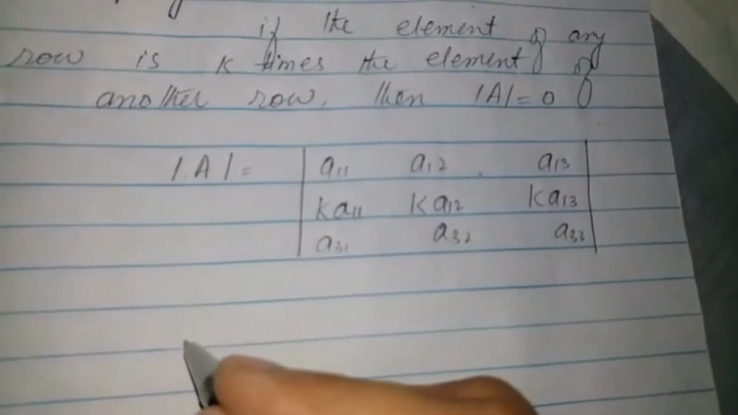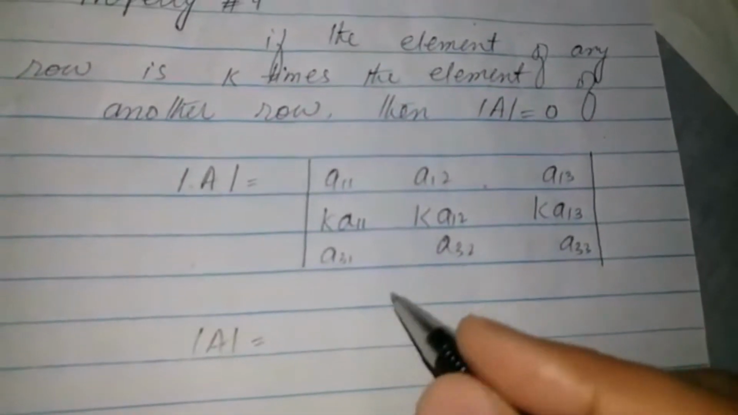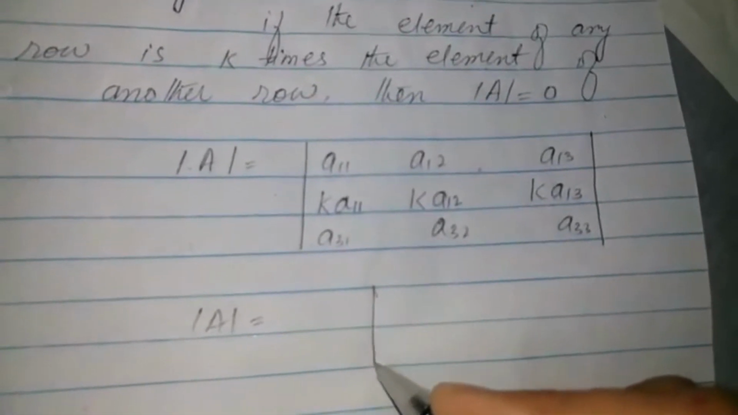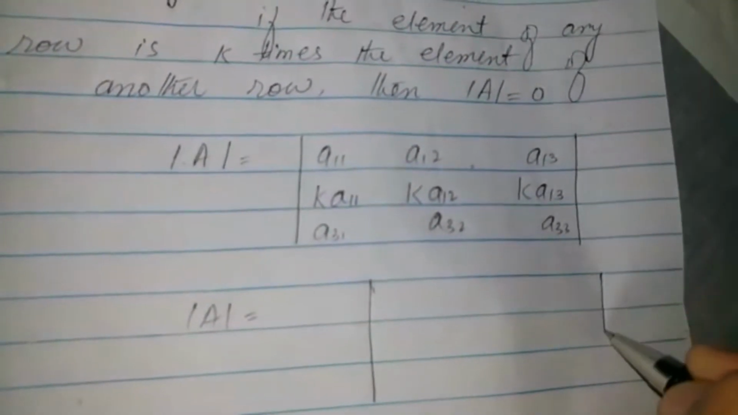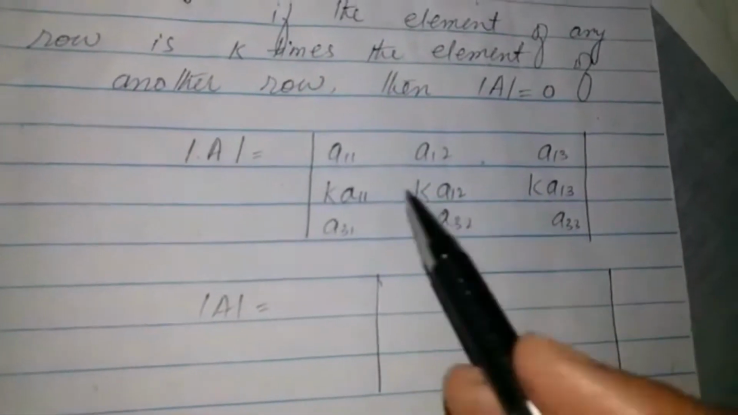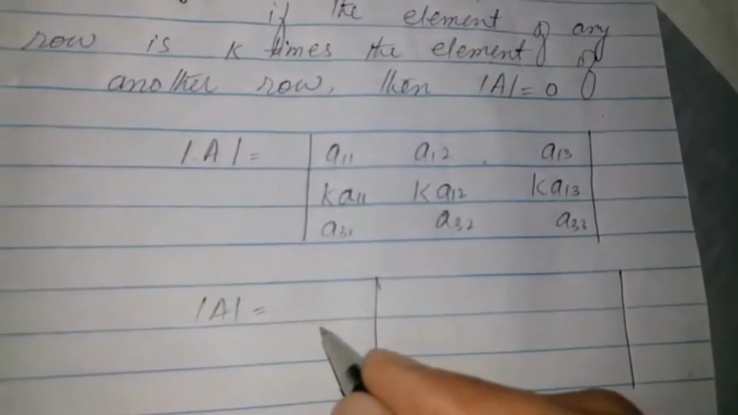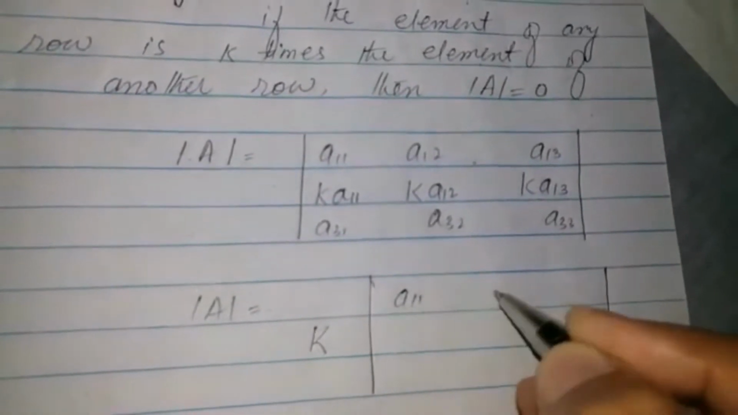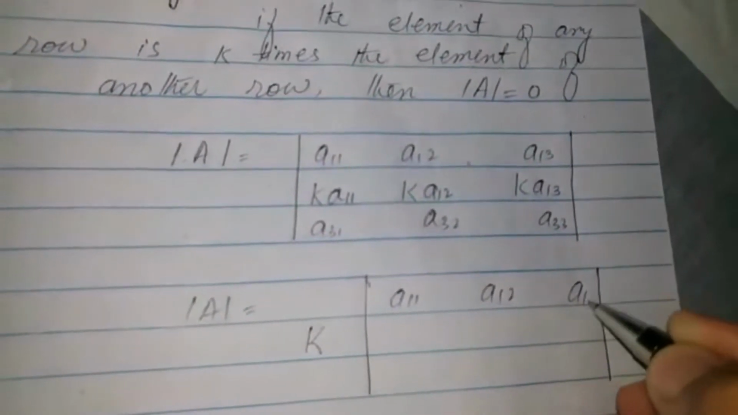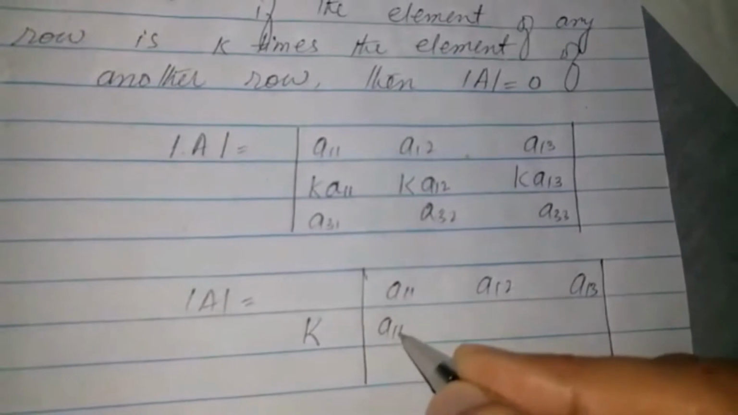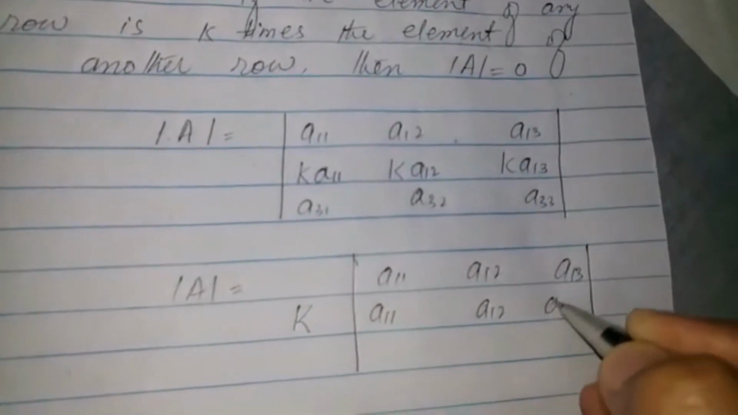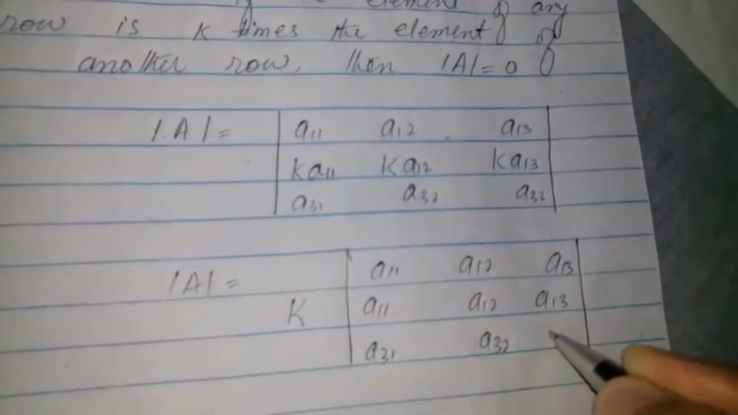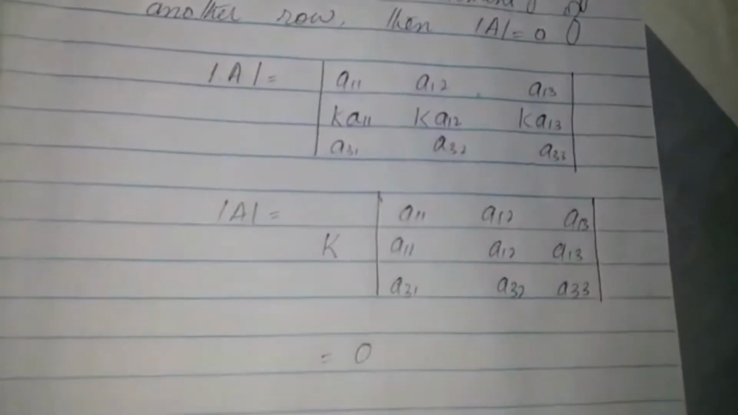It is really simple. Students, in the previous lecture I explained to you, if any two rows or two columns are identical, then the determinant answer is equal to 0. So simple, we can take out k common: a11, a12, a13, and this is the same a11, a12, a13 and a31, a32 and a33. This kind of determinant answer is 0.